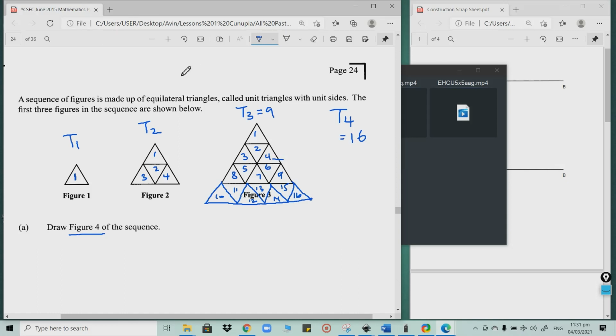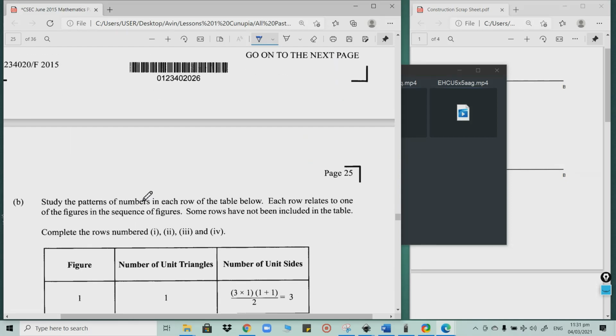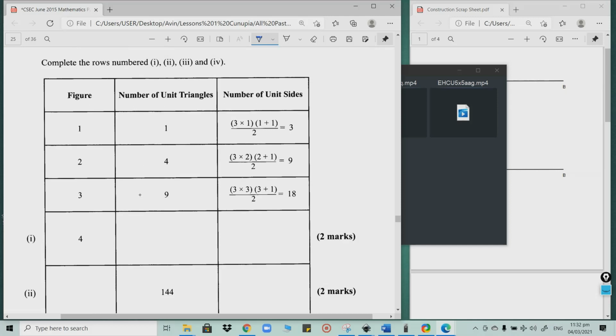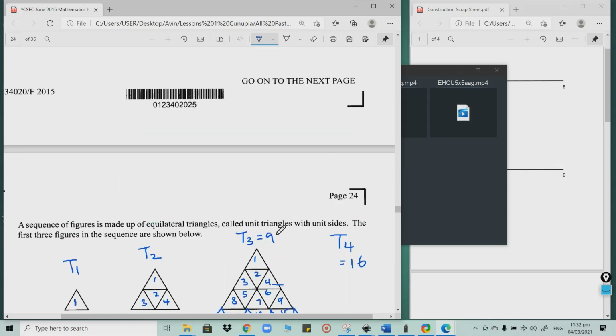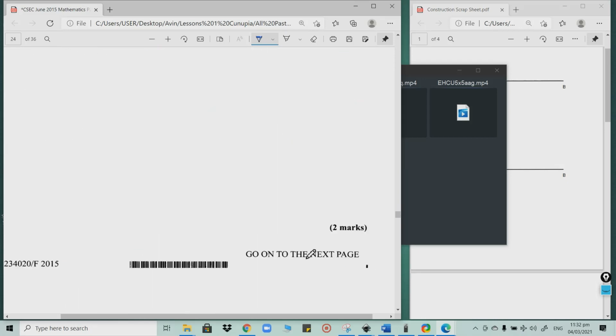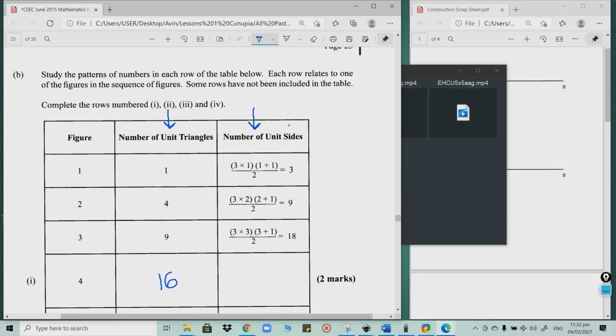Let's go down and see what the question is asking. After they ask us to draw the fourth sequence, let's see what they were asking. Remember, the first column is talking about the number of triangles, and the other one is asking how many sides it has. Now we already know that this was T1, this was T2, this was T3, T4. Remember when we counted up the triangles, we got 16. That was this 16 over here. Now this column over here, the number of unit sides, they want us to count up the number of sides.